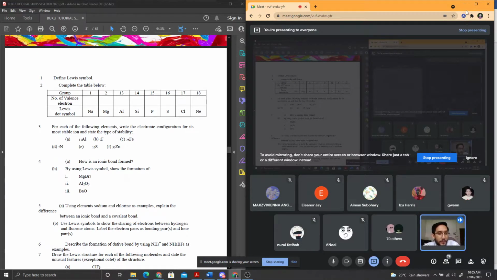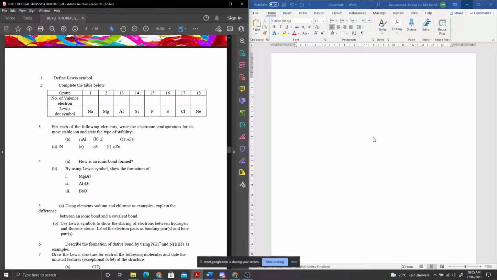Okay, so one thing in this chapter and in the chapters after this that you guys need to know is the most stable ion and the type of stability of an atom. So we all know that every atom, kalau boleh, dia nak jadi octet. Apa tu octet? Diorang suka sangat nak ada 8 valence electron, which is a complete shell.